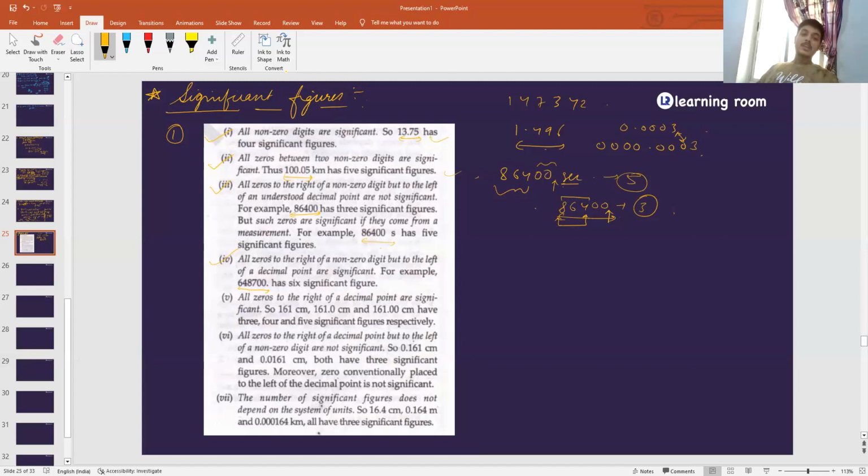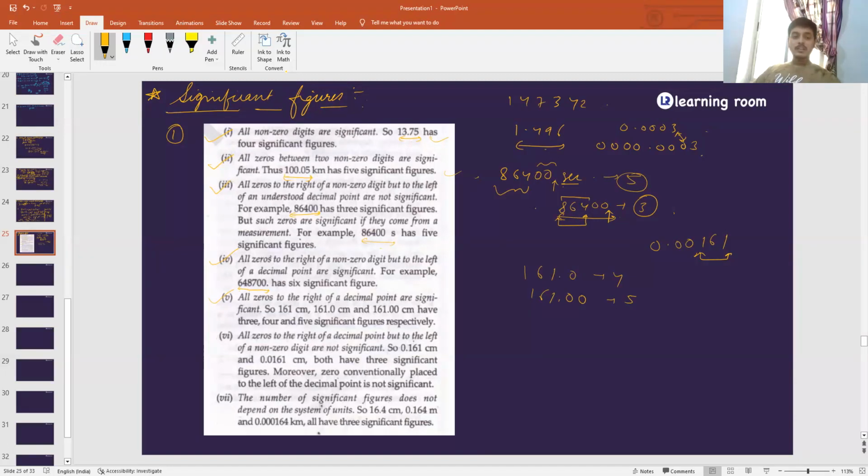Good. Now, next: all the zeros to the right of a decimal point are significant. For example, 161.0 has 4 significant figures, and 161.00 has 5 significant figures, right? All zeros to the right of the decimal but to the left of a non-zero number are not significant. For example, 0.00161 has only 3 significant figures. Zeros to the left of a non-zero number are not significant.